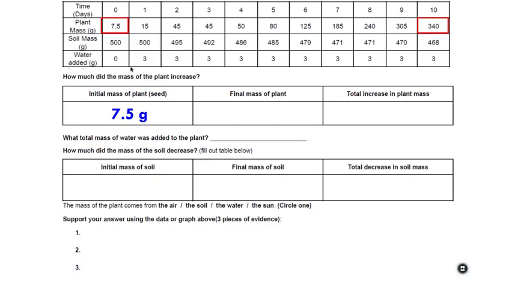When it comes to the water, that one's a little bit different. What's the total mass of water? Well, there was no water in it the first time, but I added 3 grams every day. So if no water evaporated or anything, if the plant sucked up the water, whatever, we should have 3 grams a day for 10 days. So you need to add those together. You should get 30 grams.